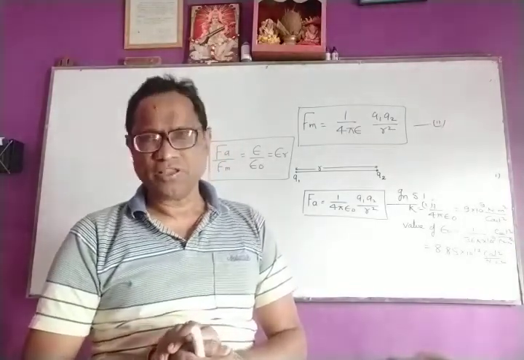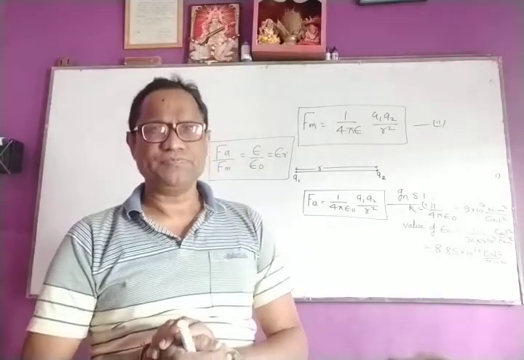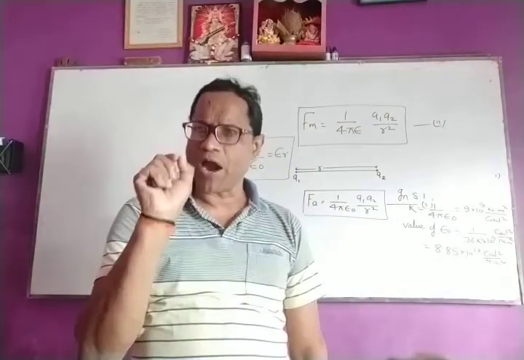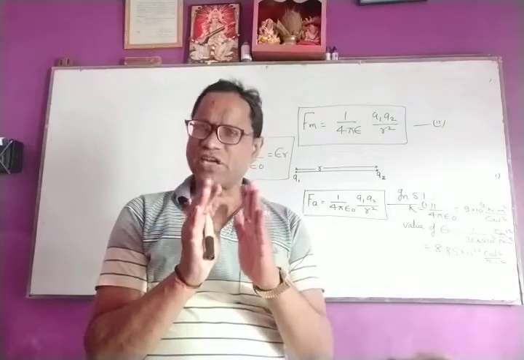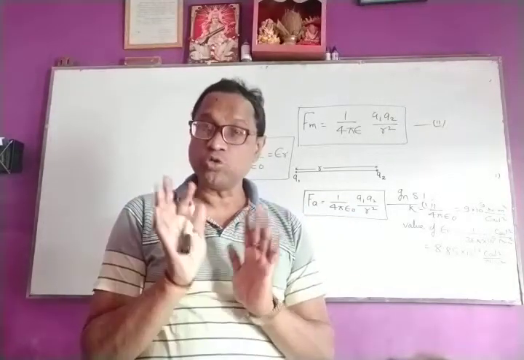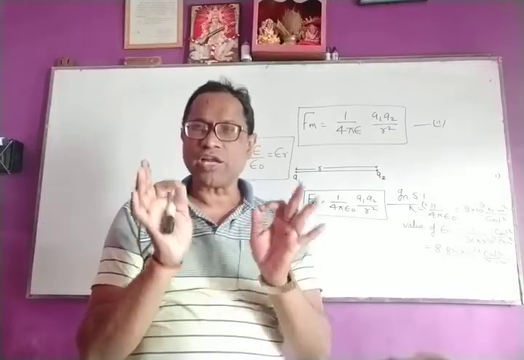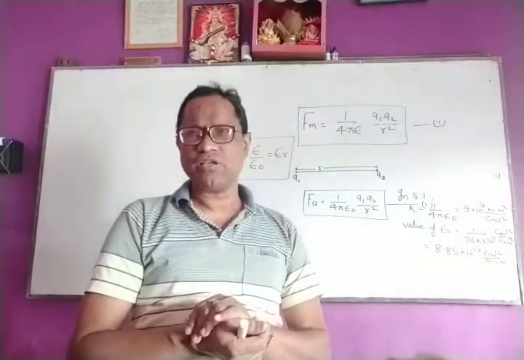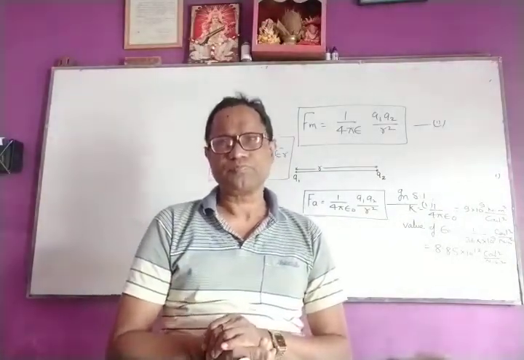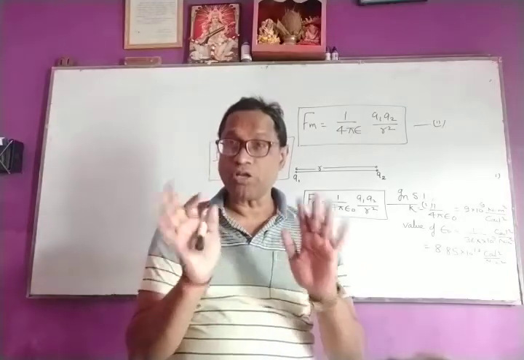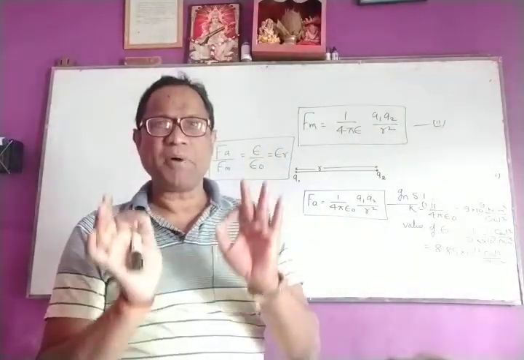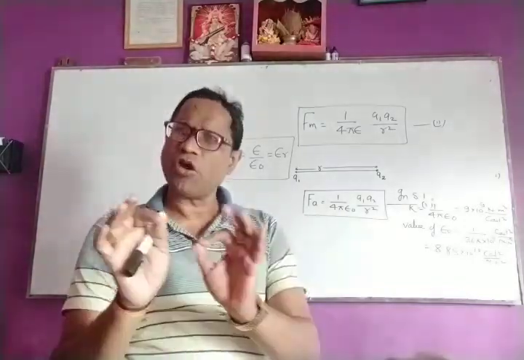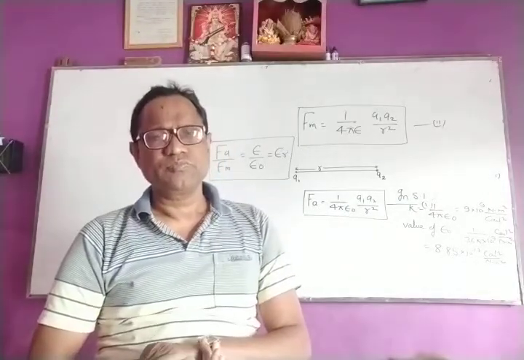I am repeating the definition of relative permittivity. The ratio of the electrostatic force between two point charges placed at a certain distance in air to the electrostatic force between the same charges placed at the same distance in a medium. It is also defined as the ratio of permittivity in the medium to the permittivity in air or vacuum. Clear?